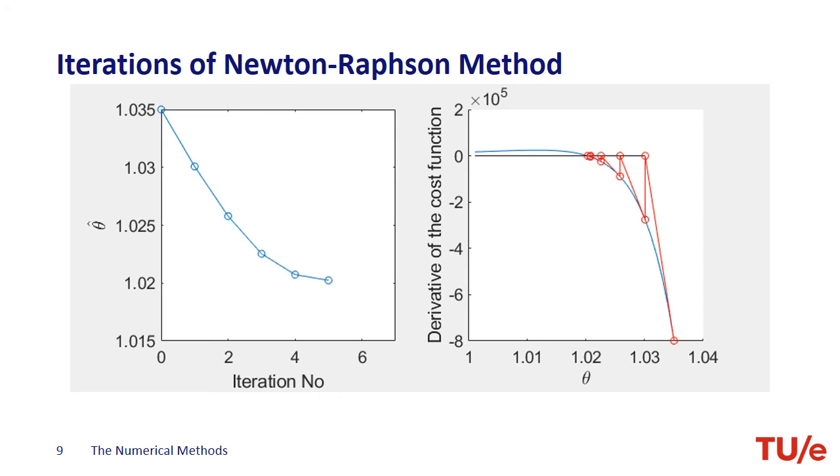So, what is the Newton-Raphson method doing exactly? On the left, you see the estimate theta hat through the iterations of the Newton-Raphson method. On the right, you observe the Newton-Raphson method in action. We are looking for the point where the derivative of the log likelihood function intersects 0. At our initial guess, we find the linear approximation of the derivative of the log likelihood function and calculate where it intersects 0.